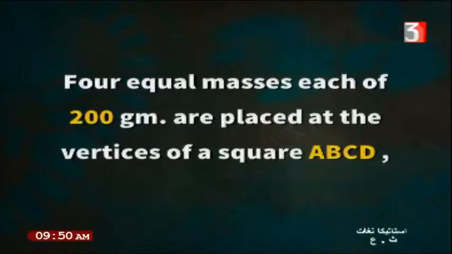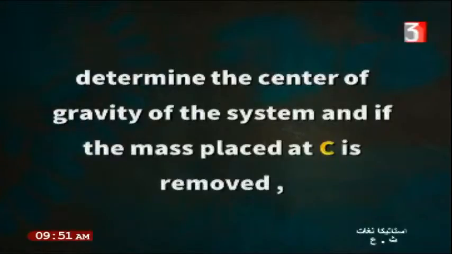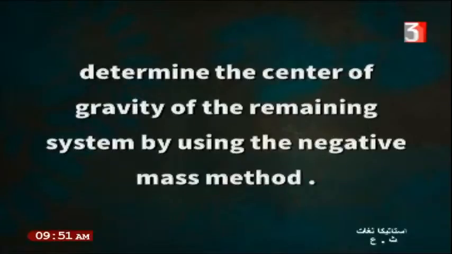Now we move to an example to clarify the position of the center of gravity of the remaining part. Four equal masses, each of 200 grams, are placed at the vertices of square ABCD. Determine the center of gravity of the system, and if the mass placed at C is removed, determine the center of gravity of the remaining system by using the negative mass method.